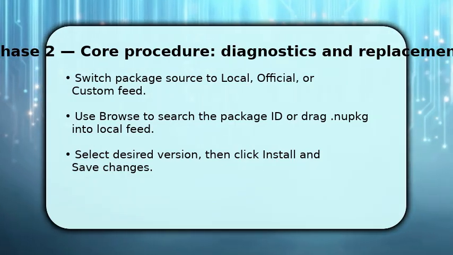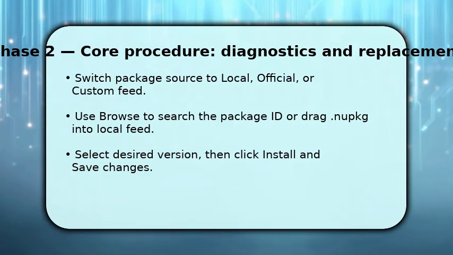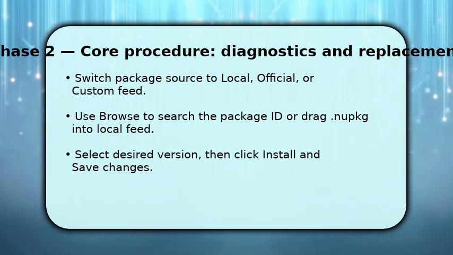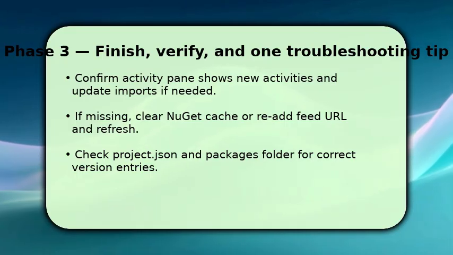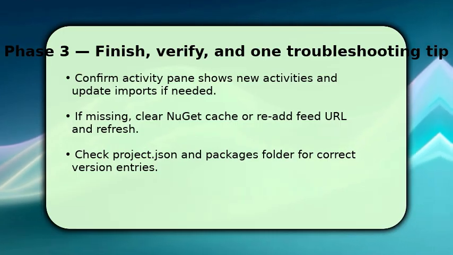After installation, press Save or Apply. This updates project JSON and downloads the package to the Global Packages folder, so activities become available immediately. To finish, verify the Activities panel shows the new package activities and add necessary namespaces via imports. This ensures activities appear without errors.